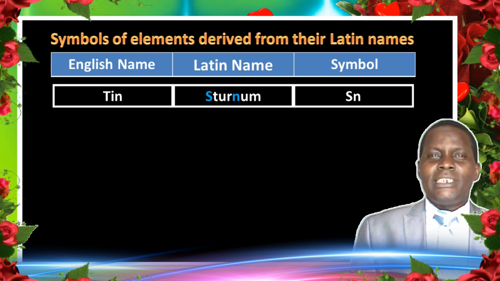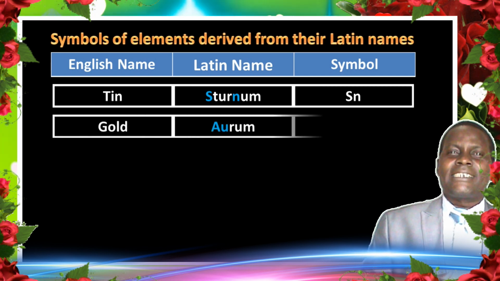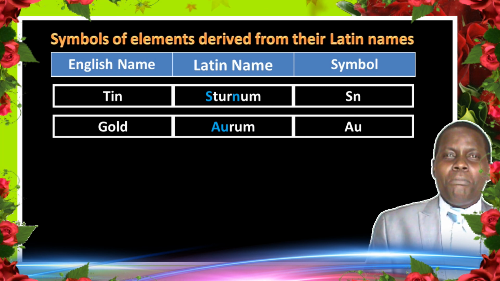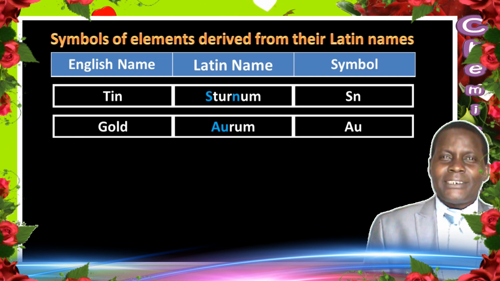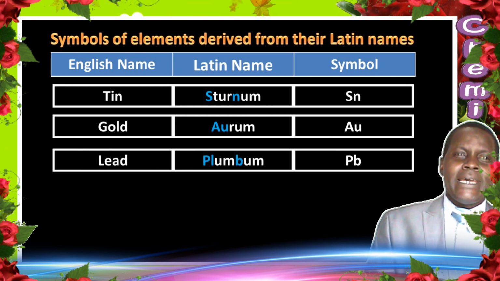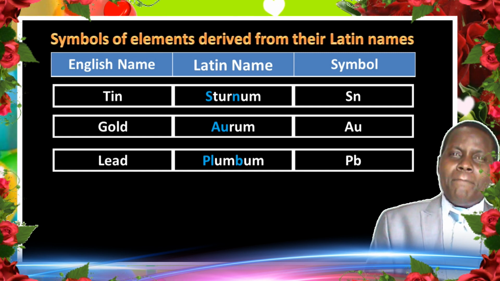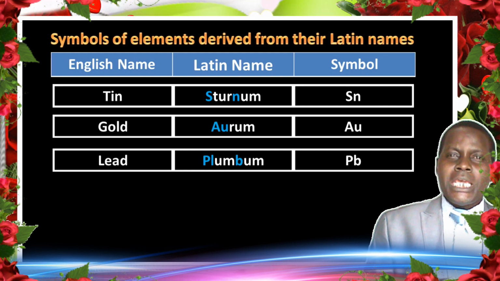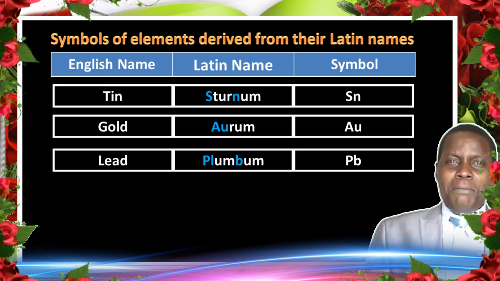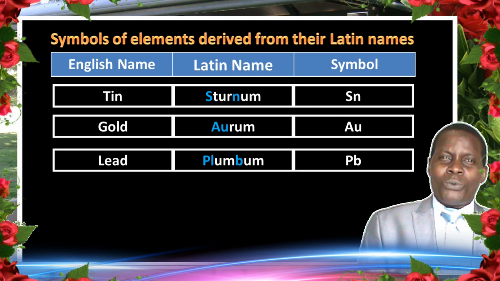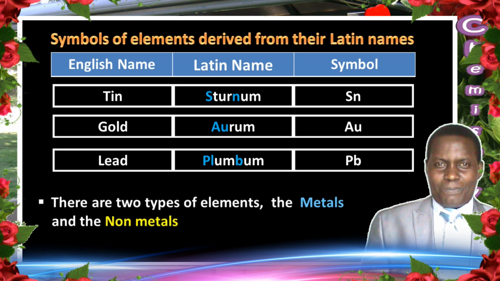Tin symbol is derived from a Latin name stannum and the letters we use are Sn. Gold symbol is derived from a Latin name aurum and the letters used are Au. Lead is derived from a Latin name plumbum and the letters are Pb. Those are some of the elements whose symbols representing their atoms are derived from the letters of their Latin names.